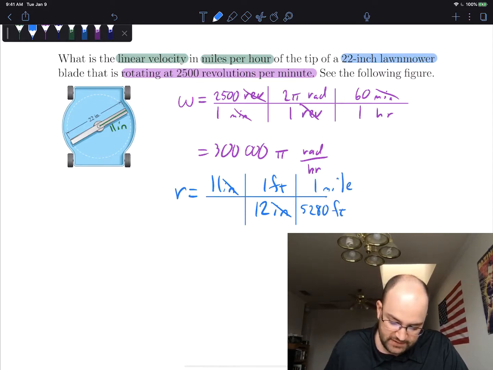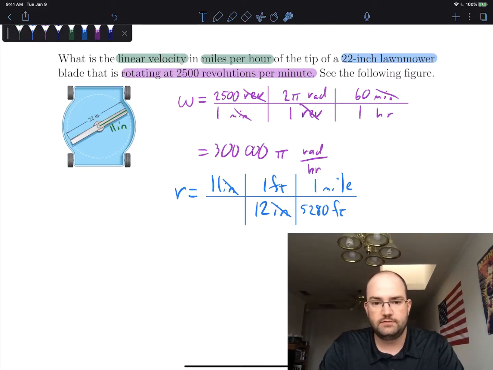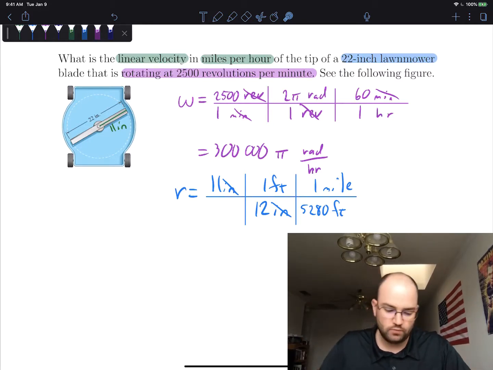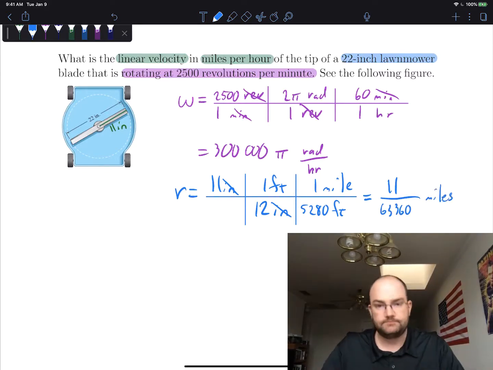And yes, that does mean that I expect you to know the number of feet in a mile. And if you want to, you can figure out the number of inches in a mile as well. Just type in 5,280 times 12, which is 63,360. So you could do this all in one little conversion here. But this is going to give you 11 over 63,360 miles.